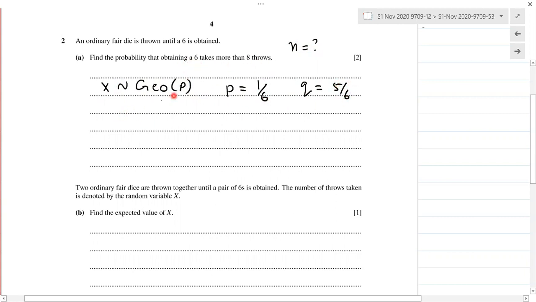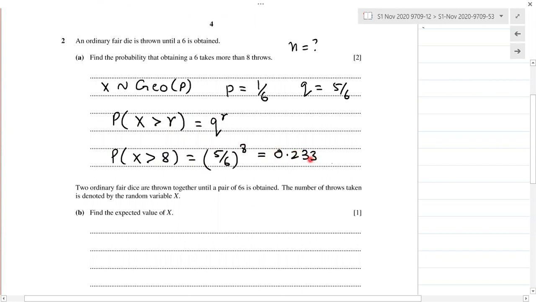It says takes more than 8 throws. For more than r throws, we know that the formula is P(x > r) = q^r. This is the formula that we have for geometric distribution for anything that's more than the given requirement. So we need to find P(x > 8), more than 8 throws. So we have q, which is 5/6, to the power of 8, and we get 0.233 as our answer to part A.